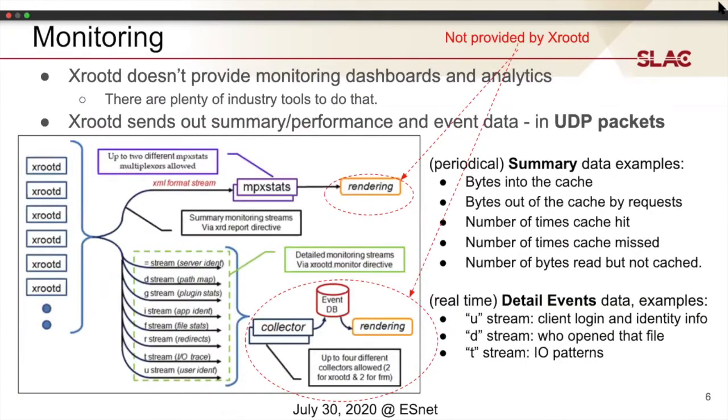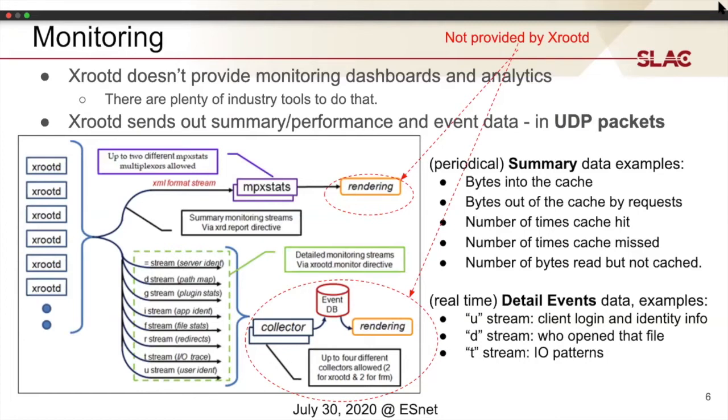So monitoring: when you are building a large Xroot or Xcache and things like that, you want to see internally what's going on. So you do want to go into monitoring. Xroot doesn't provide the monitoring dashboards and analytics, since there are plenty of industry tools to do that. But what Xroot does provide is to send out UDP packets on summary or performance information or event data.